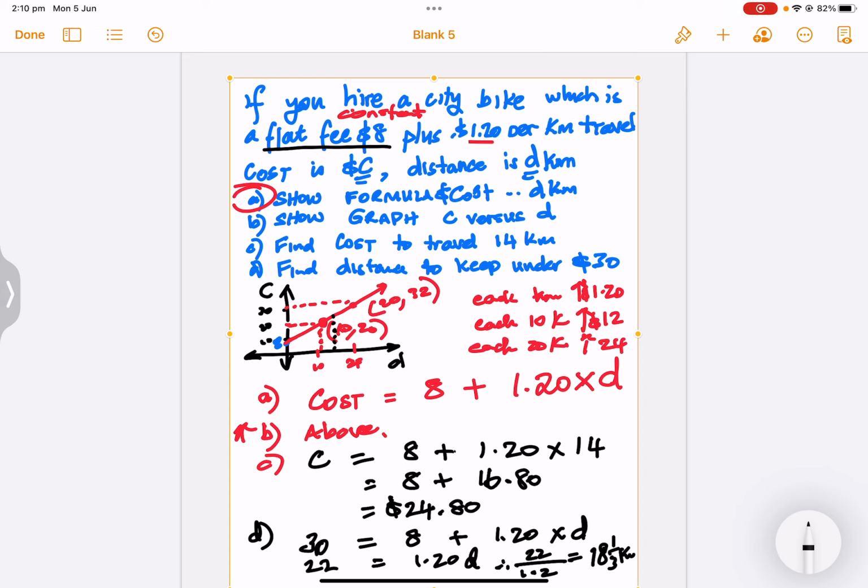If you travel more than 18 1/3 kilometres, you're going to pay more than $30. You could see at 20 kilometres, you're going to pay $32, and at 18 1/3 kilometres, it turns out to be precisely $30. Okay, cheers.